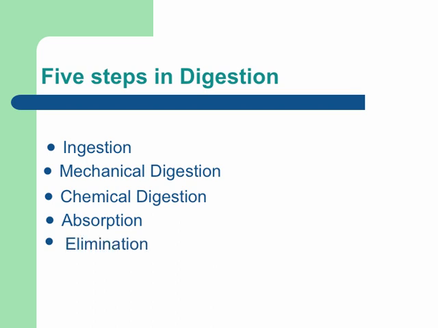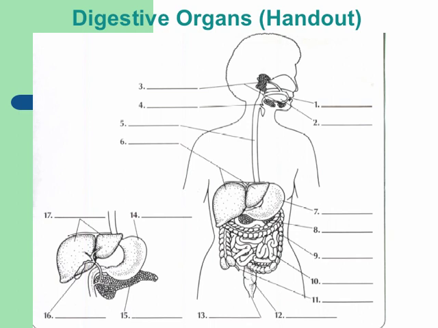And then elimination, you're getting it out of your body, the stuff that you could not digest, and that's mostly cellulose. And so take a look at this picture right here. So you should be able to recognize structures in anything that has to do with anatomy and physiology. So go ahead and fill in as I go.